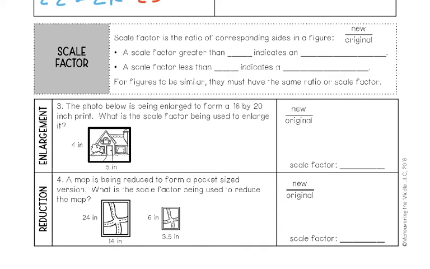So a scale factor greater than 1 indicates an enlargement. That means if a figure is twice the size, 3 times the size, 4.5 times the size, then it would be getting bigger. That's an enlargement. However, the opposite is also true. A scale factor less than 1 indicates a reduction.